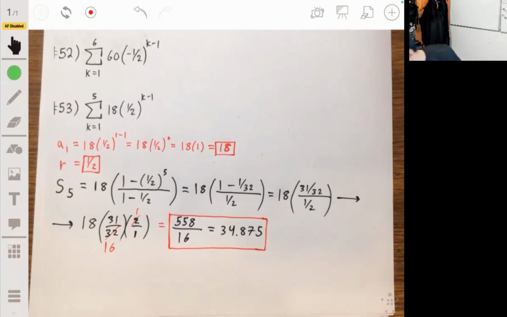All right, almost done. Just a couple more problems.